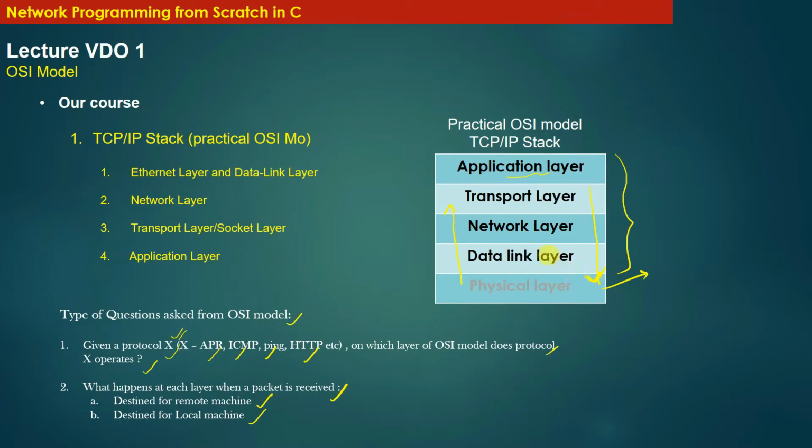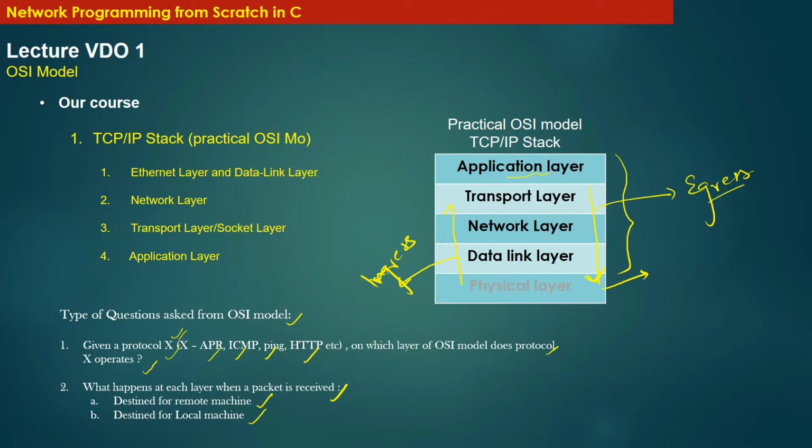So we are going to discuss the journey of the packet. This is called the ingress journey of the packet, whereas this is called the egress journey of the packet. We are going to discuss all the aspects of each layer in the TCP/IP stack in sufficient detail in this course.